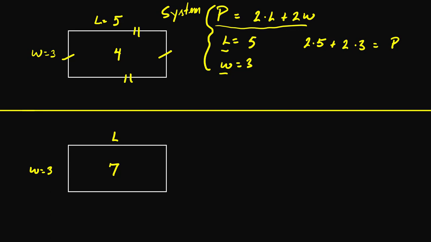And then we just do the arithmetic. 2 times 5 is 10. Add 2 times 3 is 6. That equals the perimeter. Now we have these similar terms. You know that we need to combine similar terms. It was 16 equals perimeter, and we box that in.